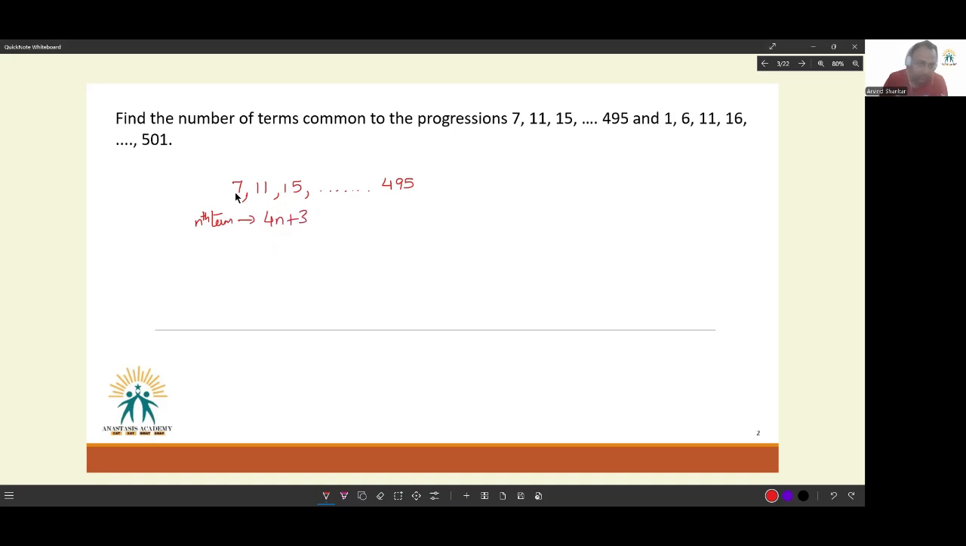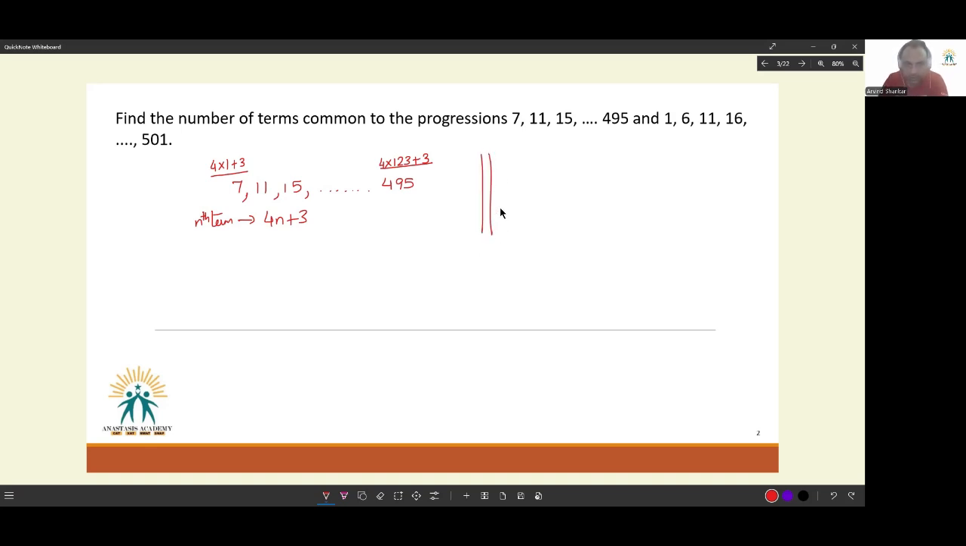When n is 1, it gives me 7. When it is 2, it gives me 11. When it is 3, it gives me 15, and so on. So the first term is 4 into 1 plus 3, and the last term here is 492 plus 3, that is 4 into 123 plus 3. This is where this starts and this is where this ends. There are 123 terms in this series.